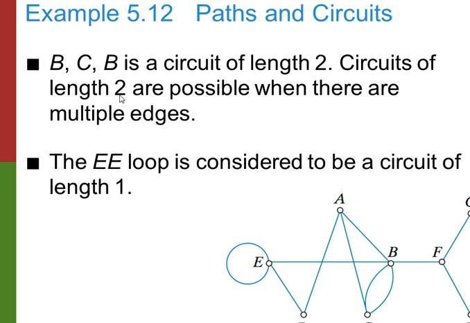B, C, B is a circuit of length 2. I started at B, I went to C, I went back to B. So that's a circuit of 2, perfectly okay. An E loop is considered a circuit of 1. So I can start at E, end at E, perfectly okay. Now I have a circuit of 1, a circuit being something where I get back to where I started from.